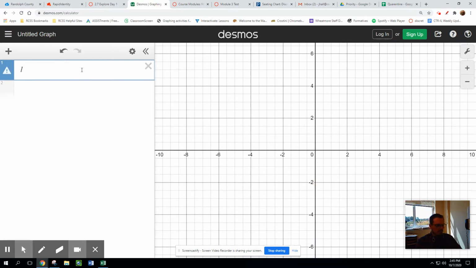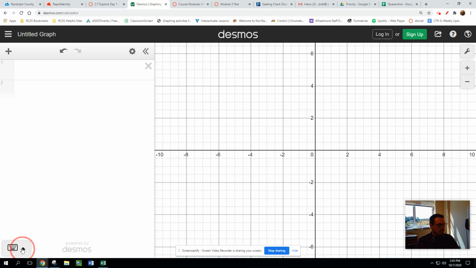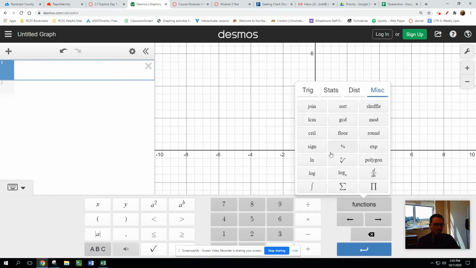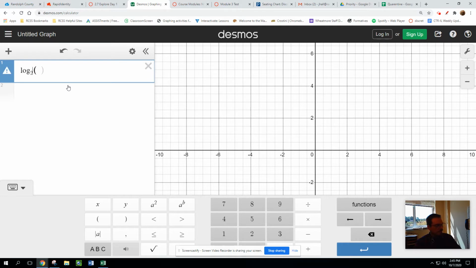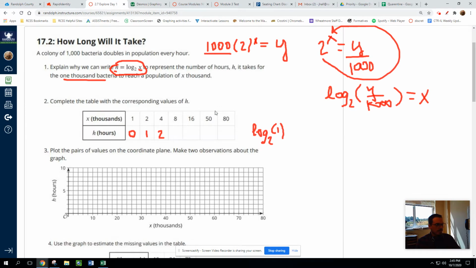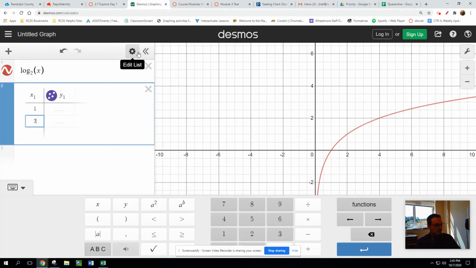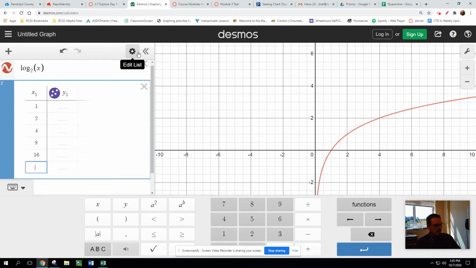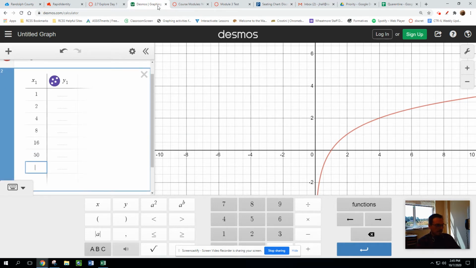I don't know why it's not going to let me put the 2 there. I guess the only way to do that is to bring this up and click this log base A, and then we put an x here. Or we could say table. Remember, we did this the other day, depending on when you're watching this. This will just type out what our x values are in this table: 1, 2, 4, 8, 16, I remember 50 and 80. So 50 here and an 80 here.